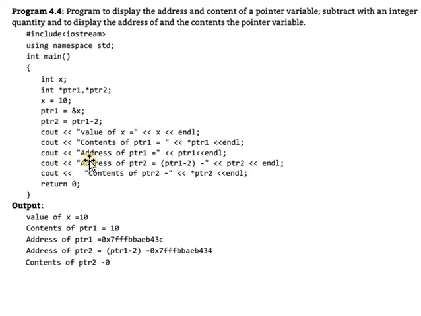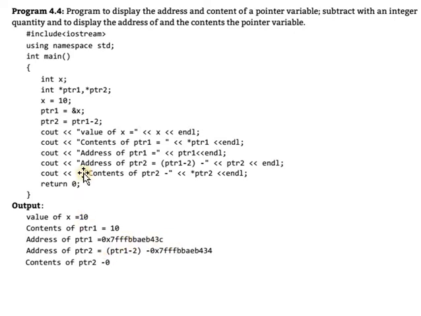Then we are displaying the address of pointer ptr1. Here the pointer holds the address of another variable. Here ptr1 stores the address of x. So it will display the address of the location at which the x variable is stored. It will display the location.